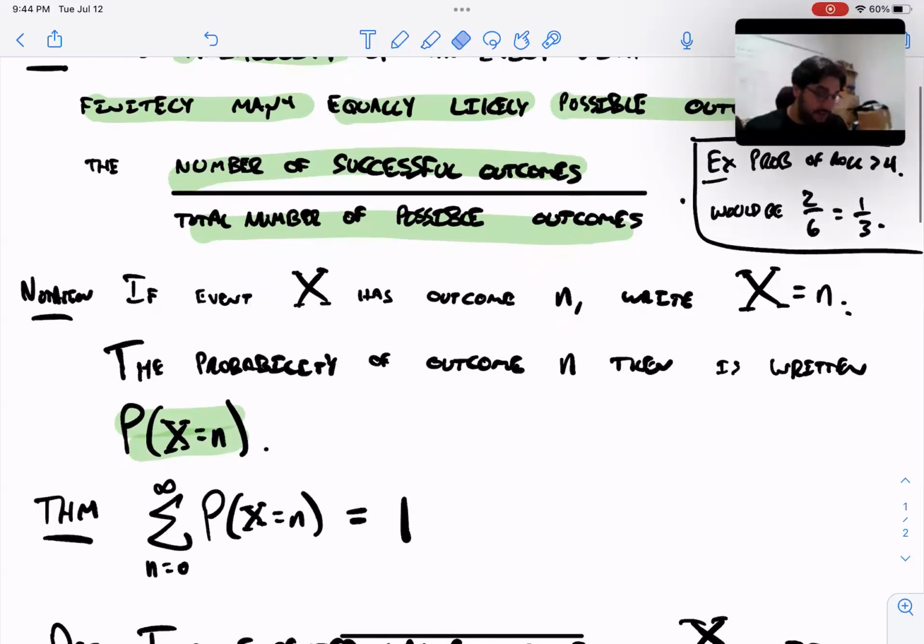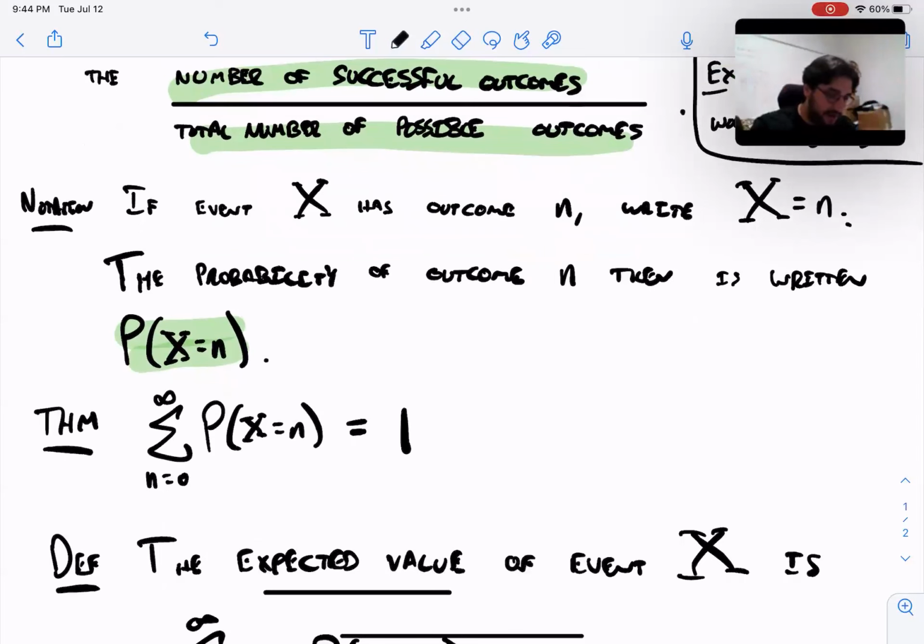And here's a quick little theorem, based on that notation: the sum over all possible outcomes, P of X equals 0, P of X equals 1, P of X equals 2, all the way up to infinity, that sum is 1. This is part of just what we mean by probability. If you sum over all possible outcomes, you have to get 1.